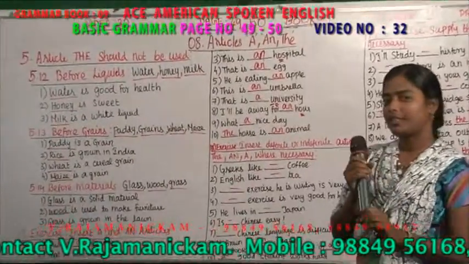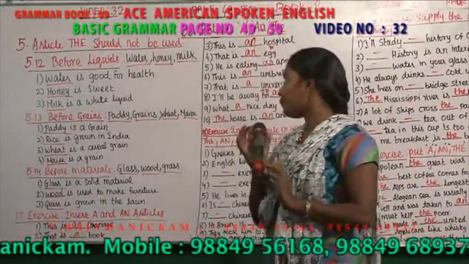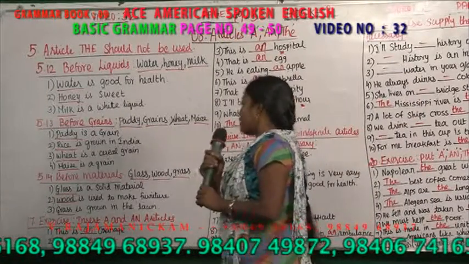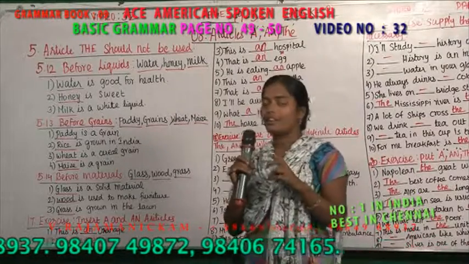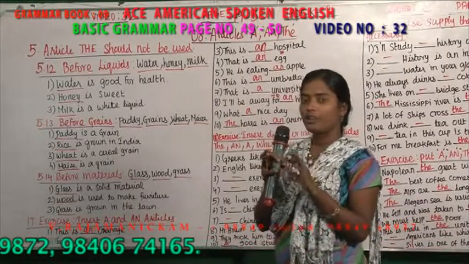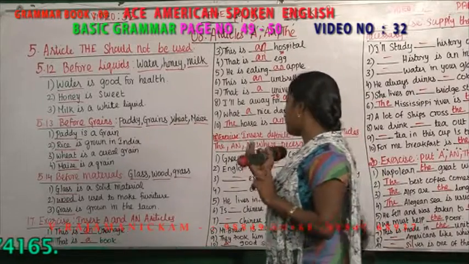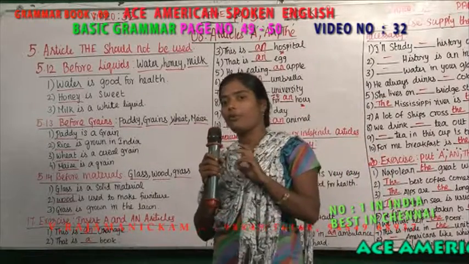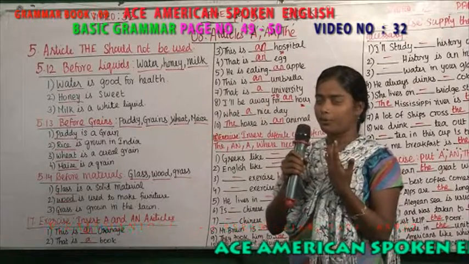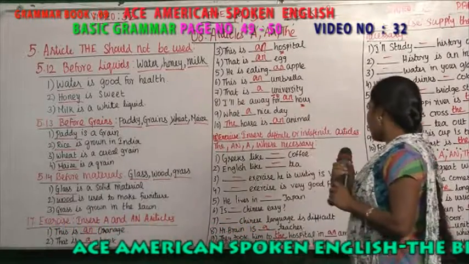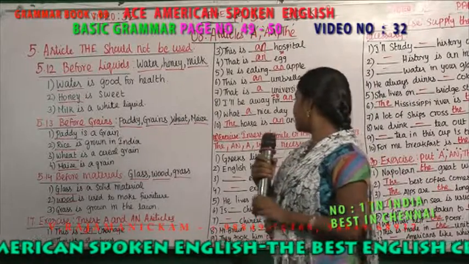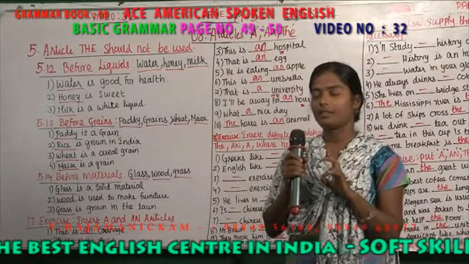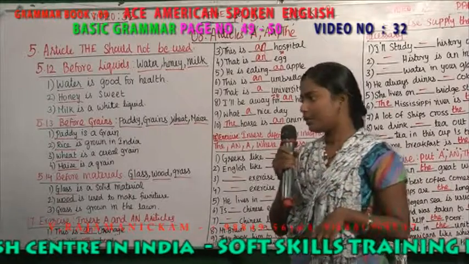Hi friends, today I learned about articles a and the. Water is a liquid, milk is a liquid, so we should not use articles a and the. An is used with starting letters a, e, i, o, u, vowels, and vowel sounds. The should not be used with countries, material nouns and liquids. Thank you, sir.